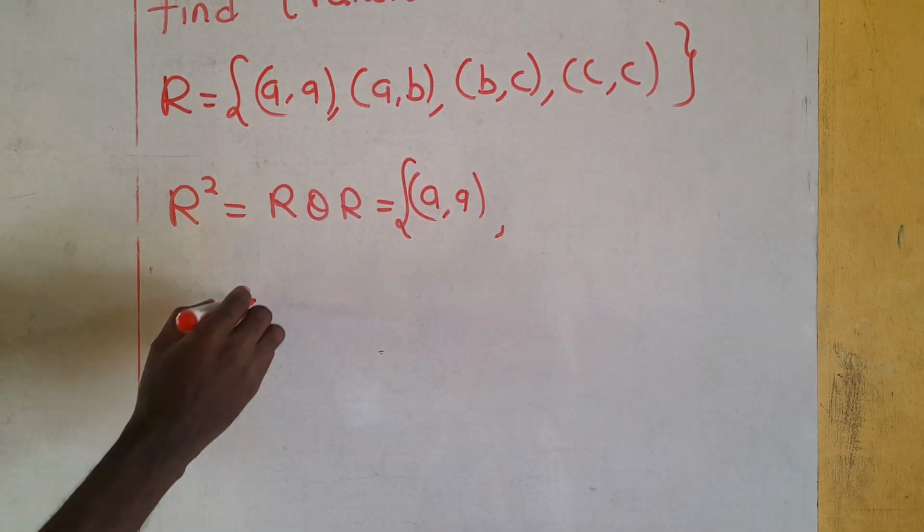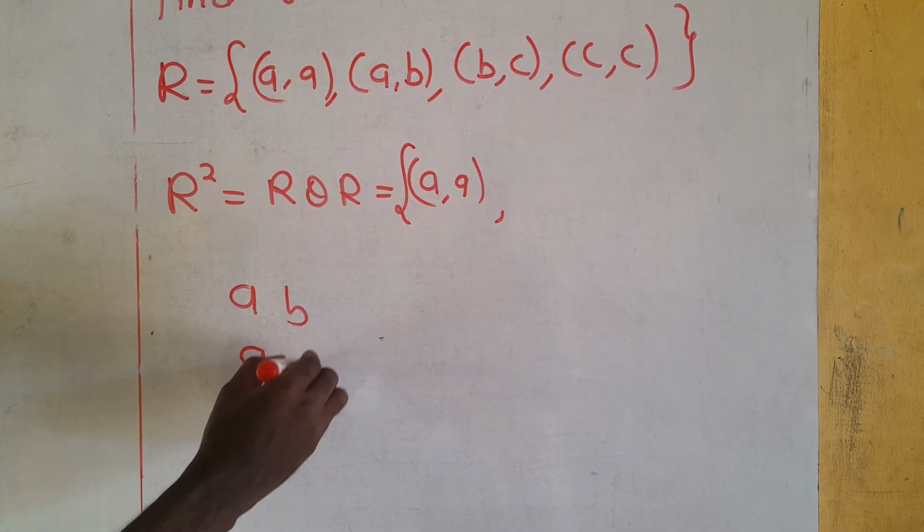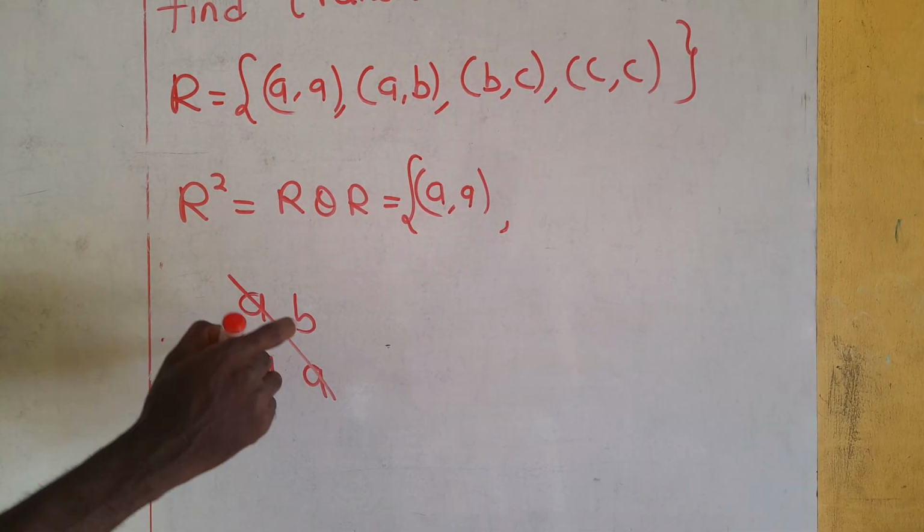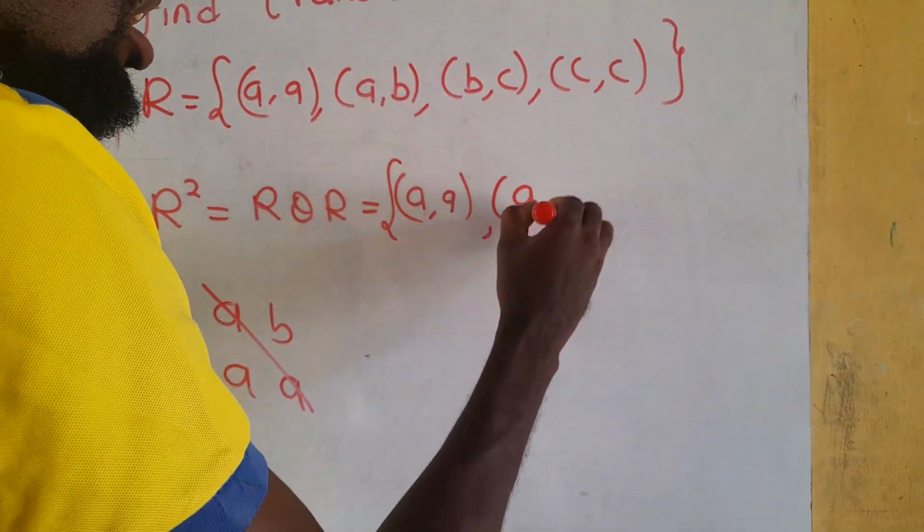Now we take AB. AB against AA. You see that the A relates to this A. Then we have the other pair AB.